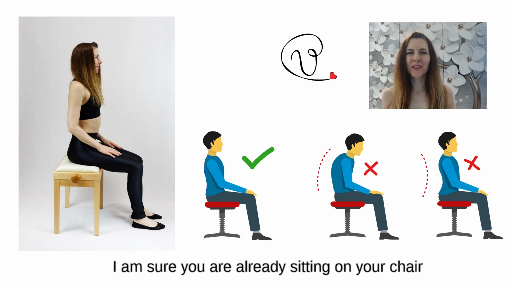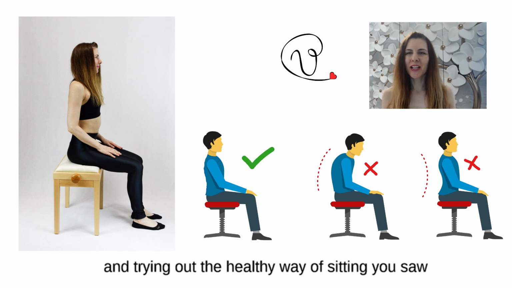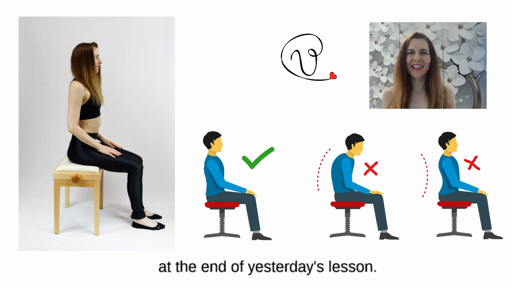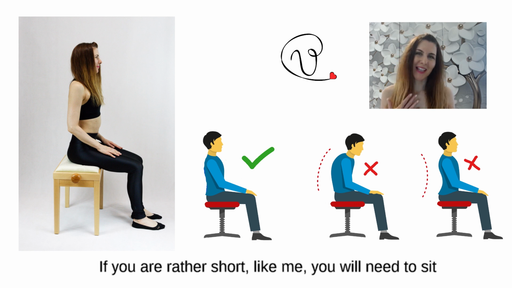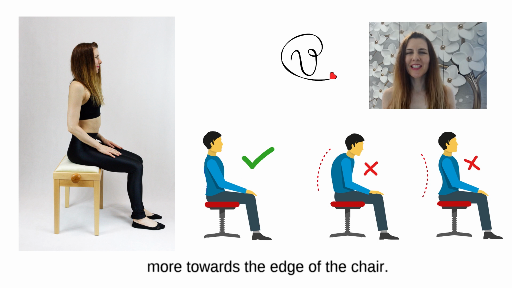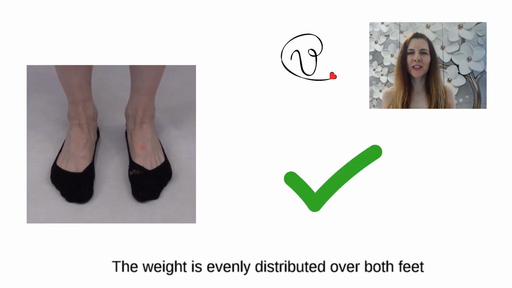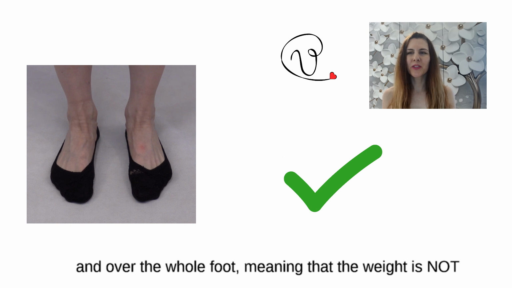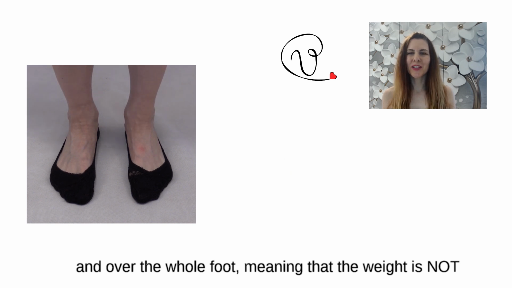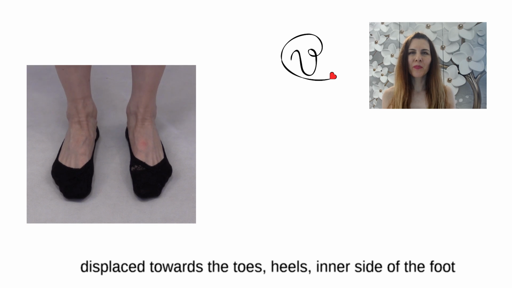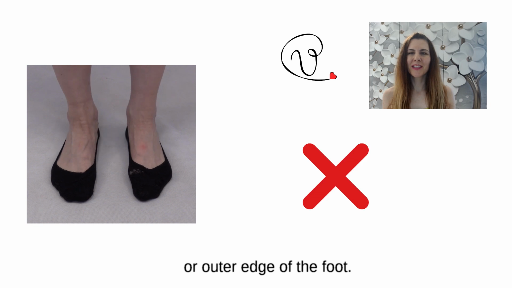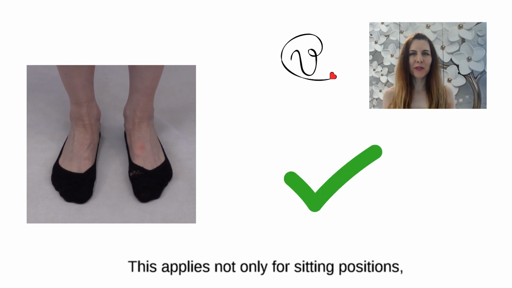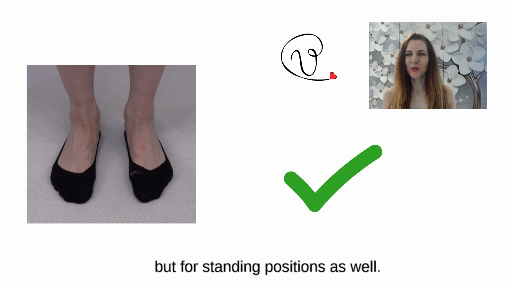I'm sure you are already sitting on your chair and trying out the healthy way of sitting you saw at the end of yesterday's lesson. Let's refine the position together. To start, we need a good contact with the ground. If you are rather short, like me, you will need to sit more towards the edge of the chair. The weight is evenly distributed over both feet and over the whole foot, meaning that the weight is not displaced towards the toes, heels, inner side of the foot, or outer edge of the foot. This applies not only for sitting positions, but for standing positions as well.